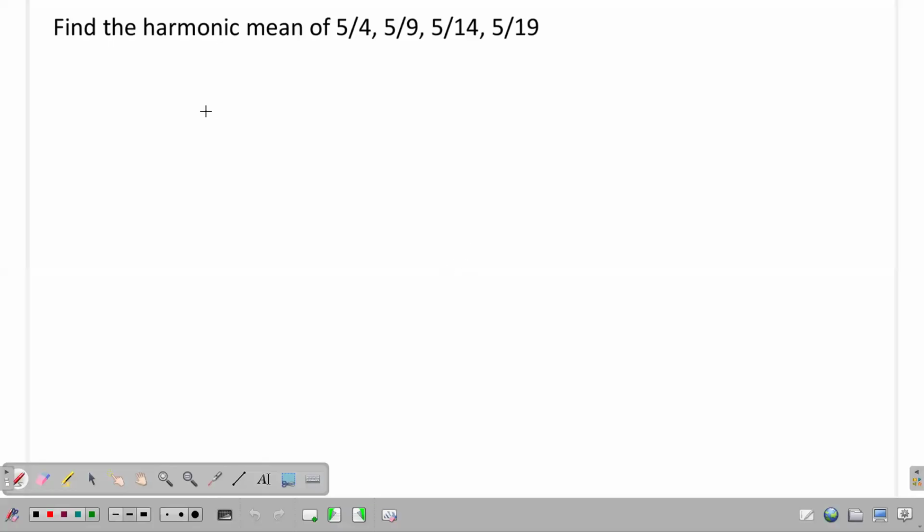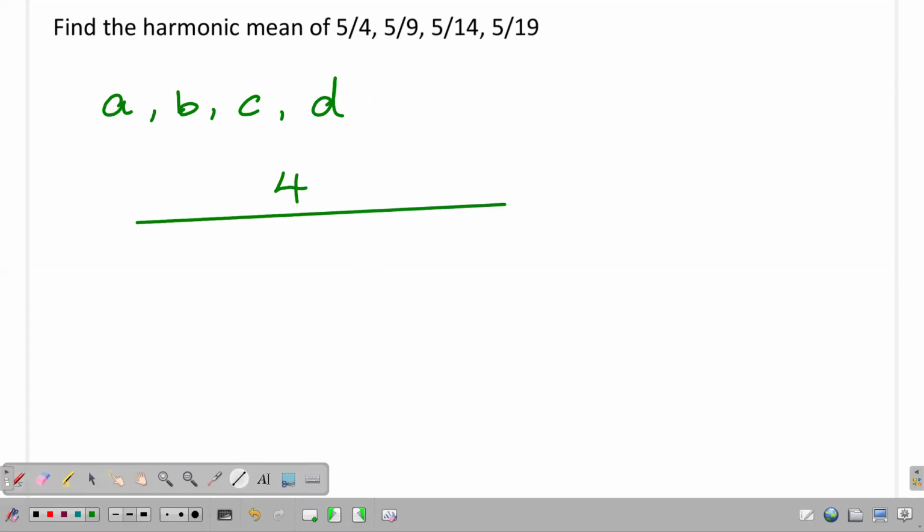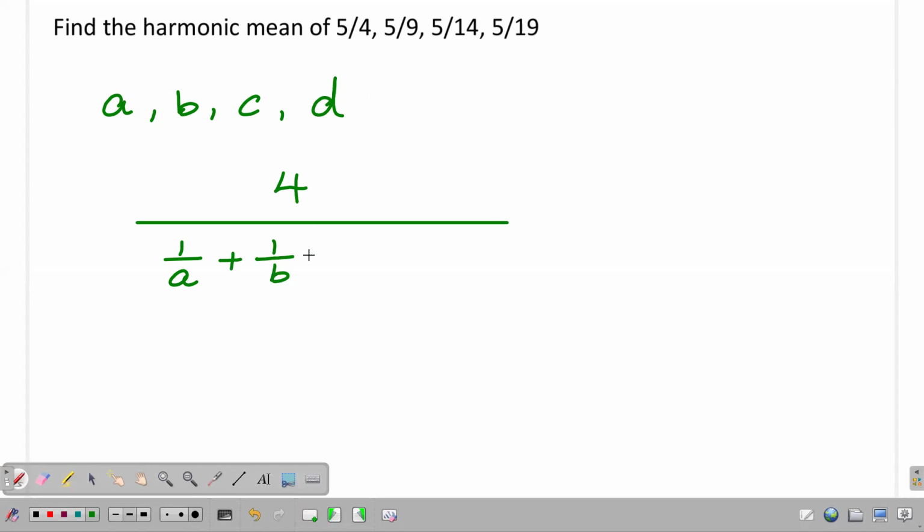Please be aware, suppose there are 4 terms A, B, C, D. The harmonic mean of A, B, C, D will be nothing but 4 divided by 1 by A plus 1 by B plus 1 by C plus 1 by D. This is the formula. This is what we have to consider for solving this particular question.